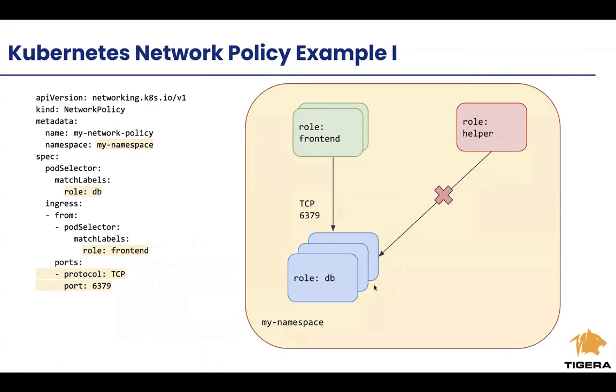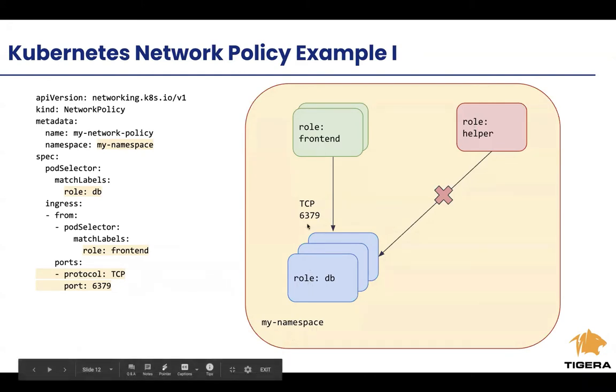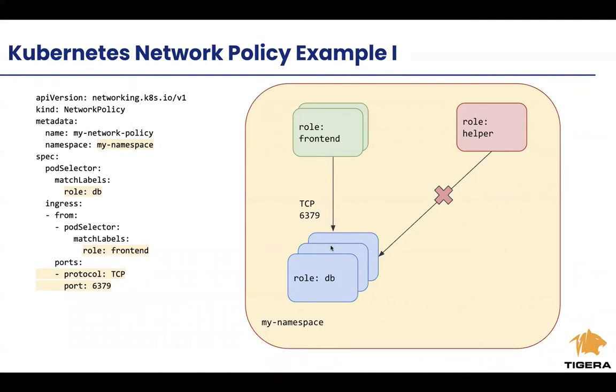So here's a quick, simple example of a network policy, if you haven't seen any before. This is the YAML file on the left-hand side. What we're doing here is we have three services, front-end, helper, and DB, in the namespace called my namespace. And what we're trying to do is ensure that only connections coming from front-end on port 6379 are allowed to connect to the DB pods, and nothing else should be allowed.